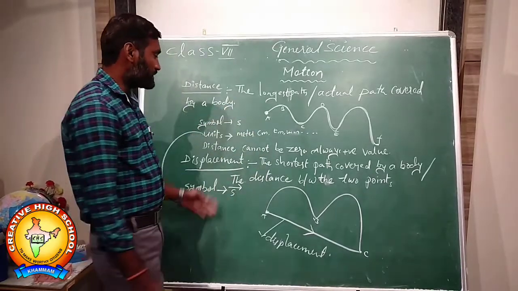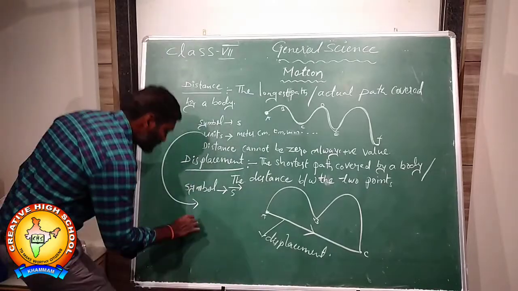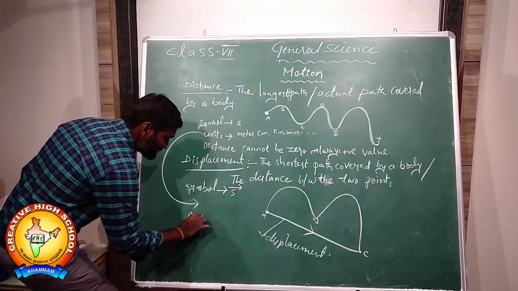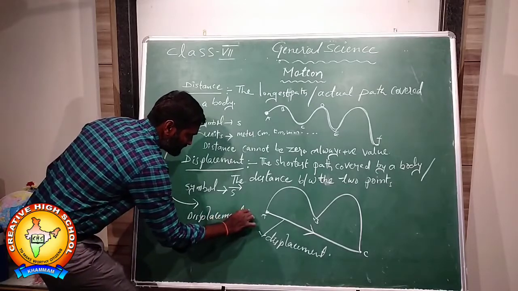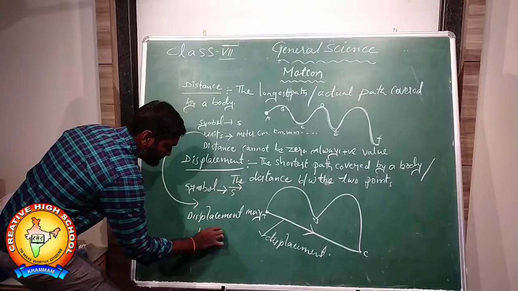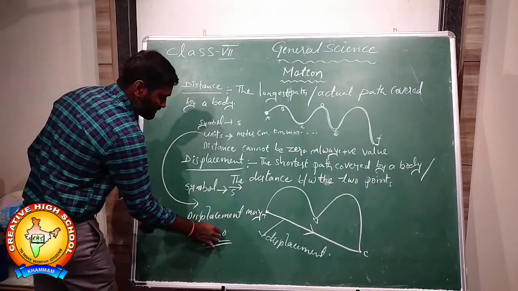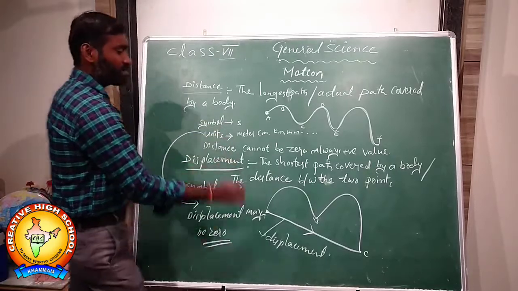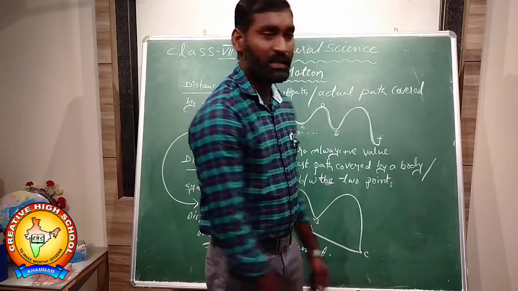Next, displacement has a chance to be 0. Displacement may be 0, but distance cannot be 0.